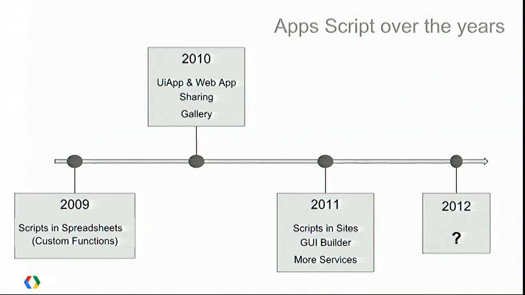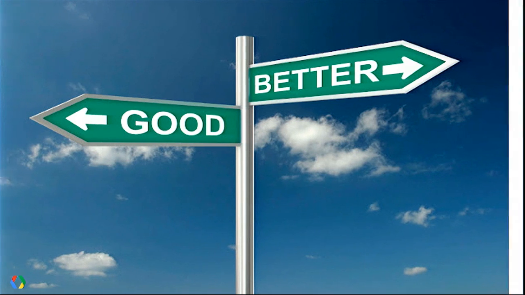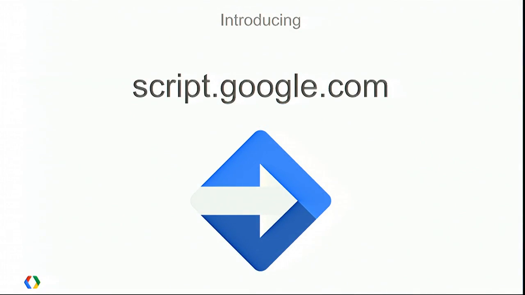So what's for this year? Well, what we thought was that what we had built was something really good. But of course, this is Google, so we want to do something even better. And that better is script.google.com. This is a one-stop shop for all your Google Apps Script needs. This is the place that you go to now to create, manage, organize, write your scripts. One simple URL, script.google.com. Don't forget it. Again, I'll say script.google.com.